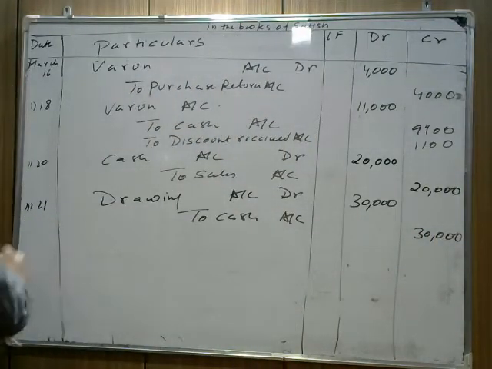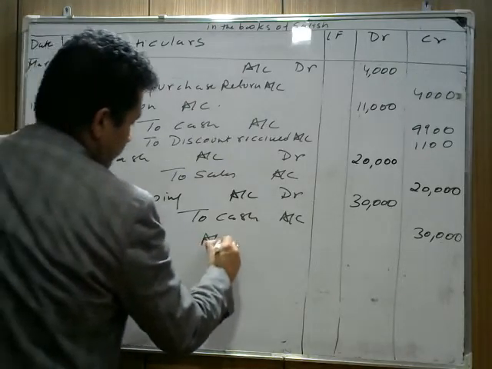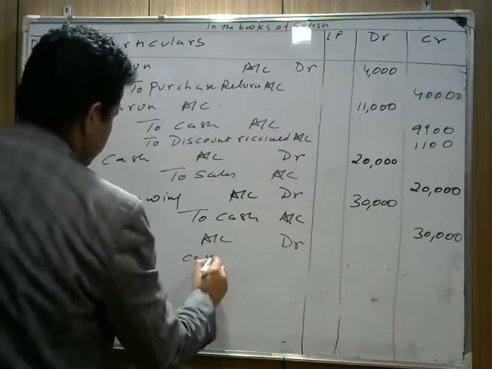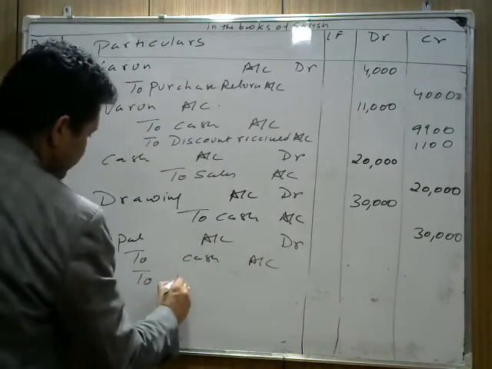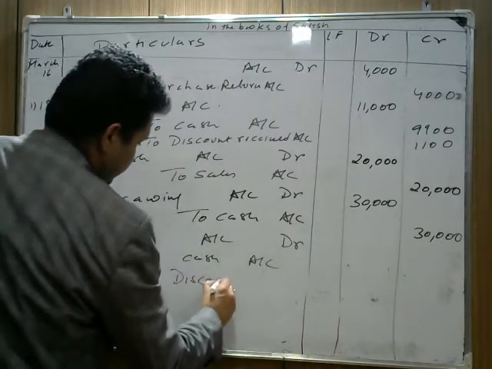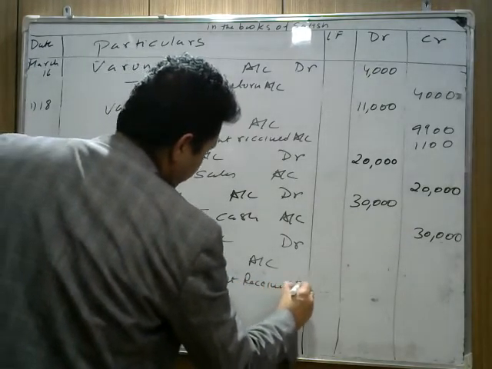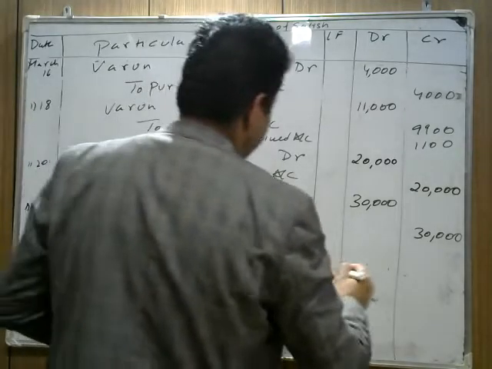Next is paid to Gopal. It's on March 23rd. We paid to Gopal and we received a discount of 500. So when we pay to Gopal, Gopal is a receiver. We write Gopal account debit to cash account and to discount received account, and we are paying to Gopal. हम गोपाल को पे कर रहे हैं 7,500.